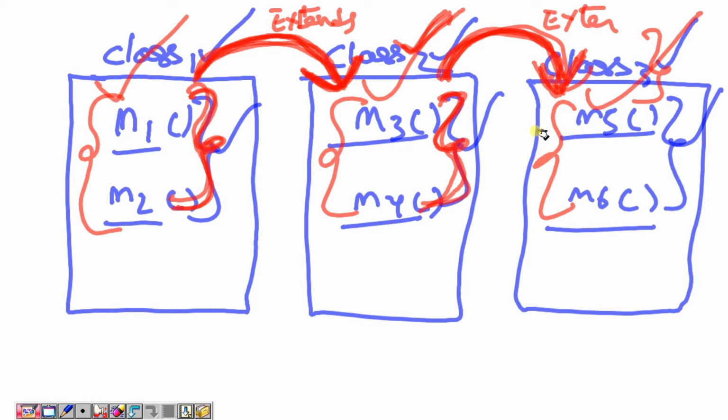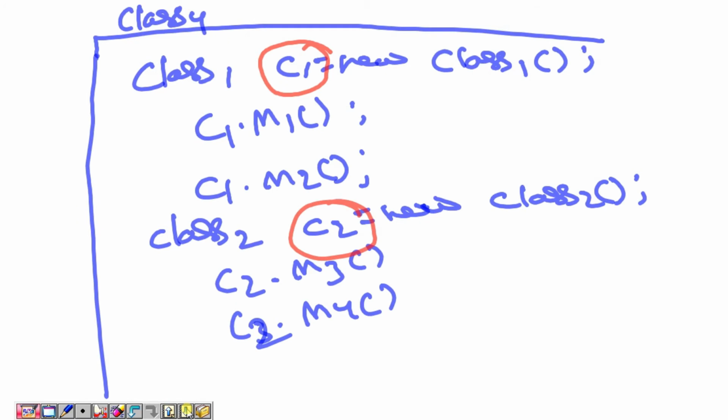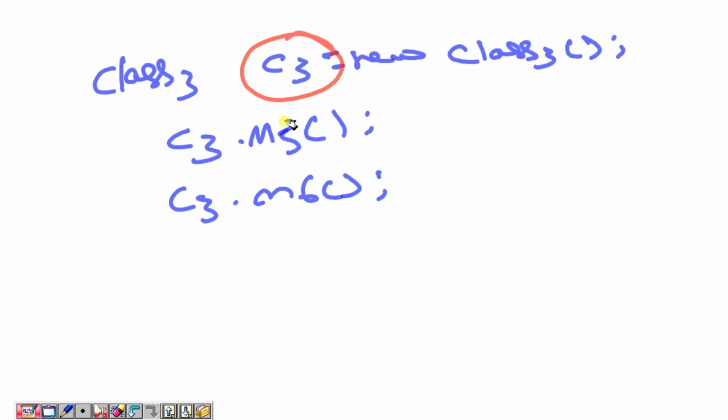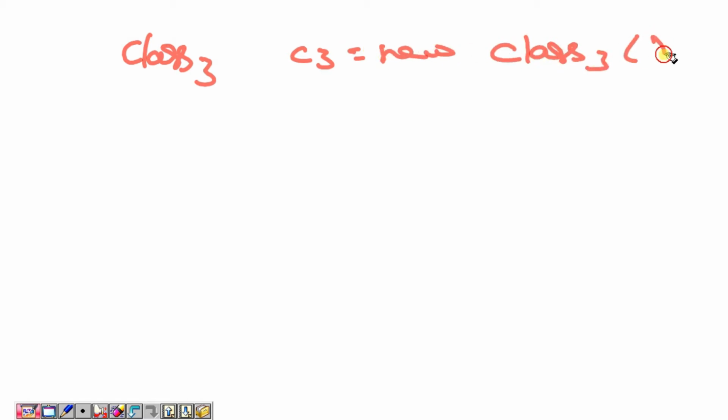So this is what we are calling the inheritance concept. It is a concept provided in Java which is used for extending the parent class stuff to the child class. For example, whenever we are extending like this, you no need to write like this. You can simply go for class 3, C3 equal to new class 3, and create the reference with the help of class 3.